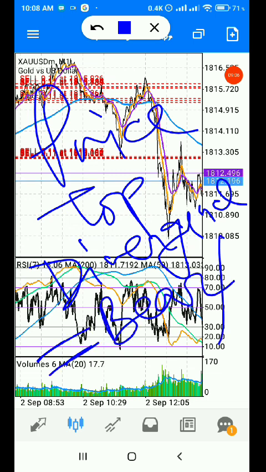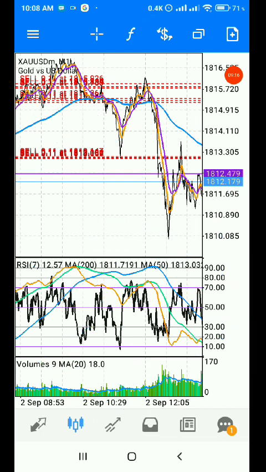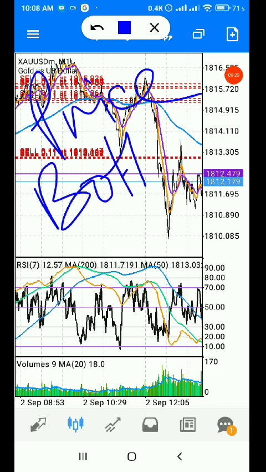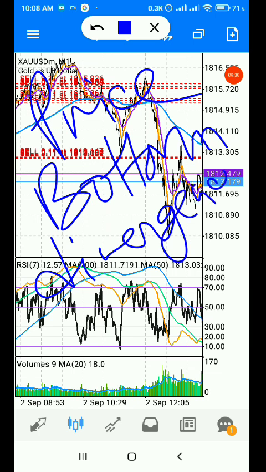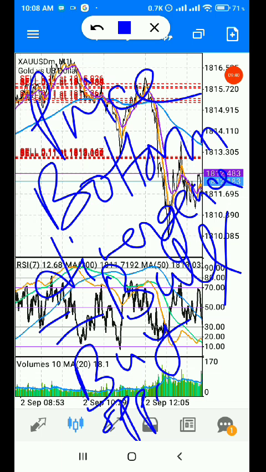And for the oversold, that is the buy signal, then you should get a price bottom divergence so that you can catch the trend. So price bottom divergence indicates the bull or buy opportunity.